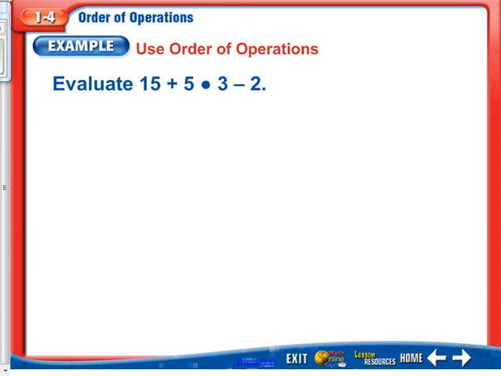Okay, let's go ahead and do the first step here. As always, we copy it down. So we go 15 plus 5 times 3 minus 2. Okay, if we think of PEMDAS, we don't have any parentheses, so we can go ahead and skip that step. We don't have any exponents, we can skip that step.